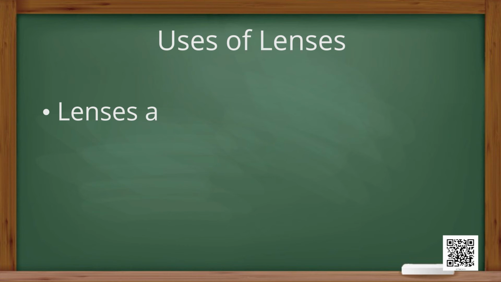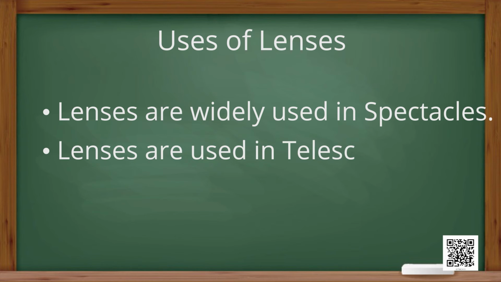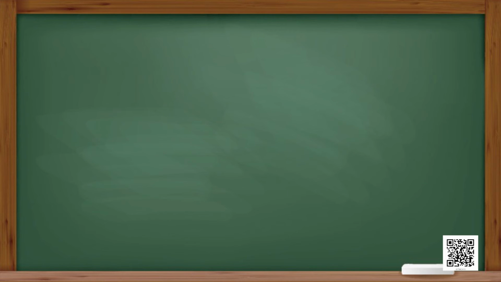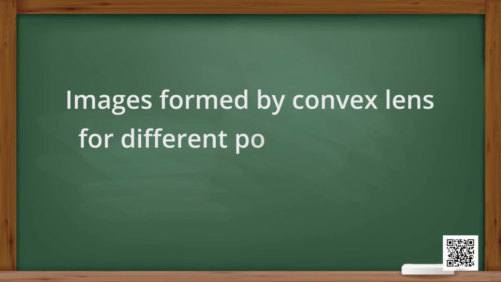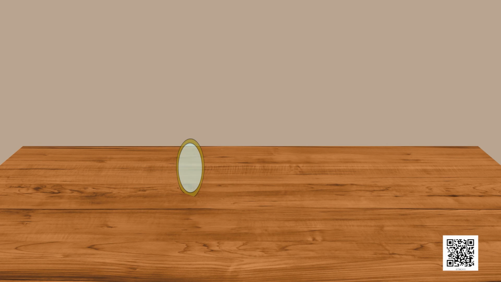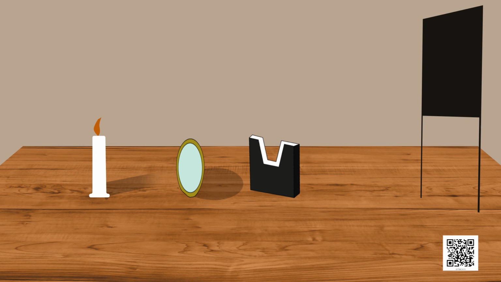Lenses are widely used in spectacles. Lenses are used in telescopes and are also used in microscopes. Let us see images formed by convex lens for different positions of the object. For this, we need a convex lens, lens stand, candle and screen.